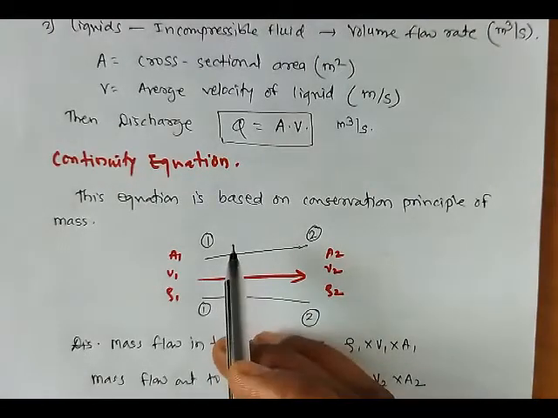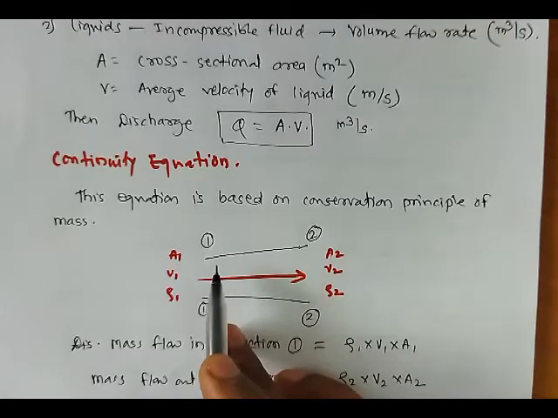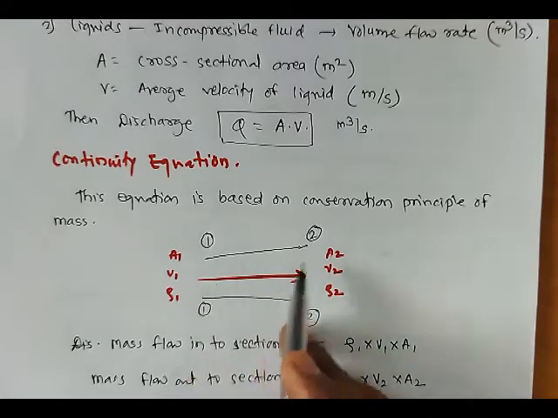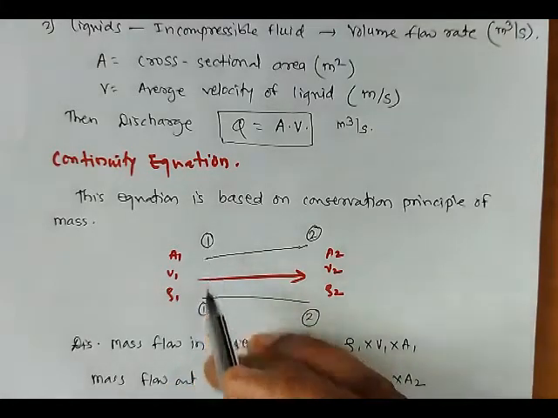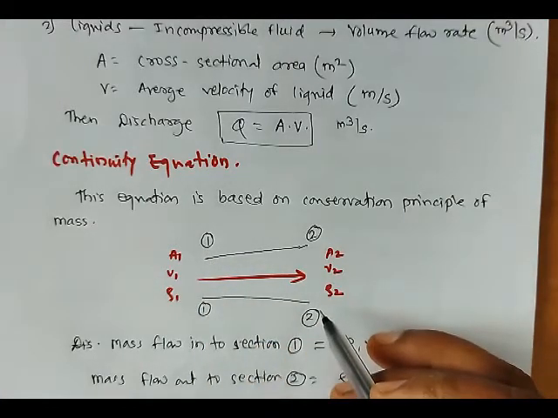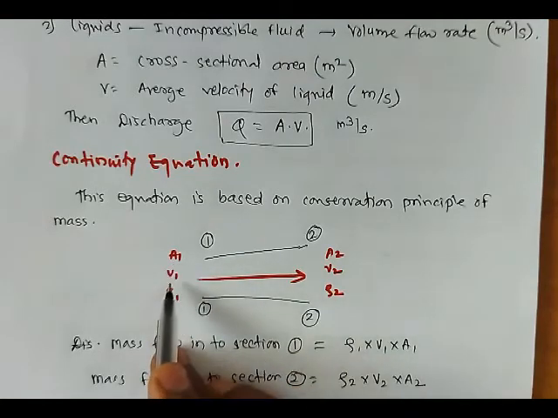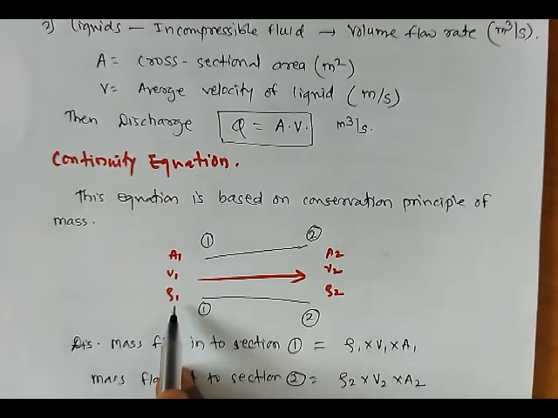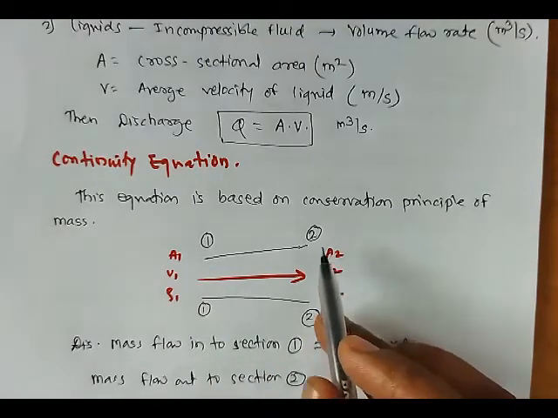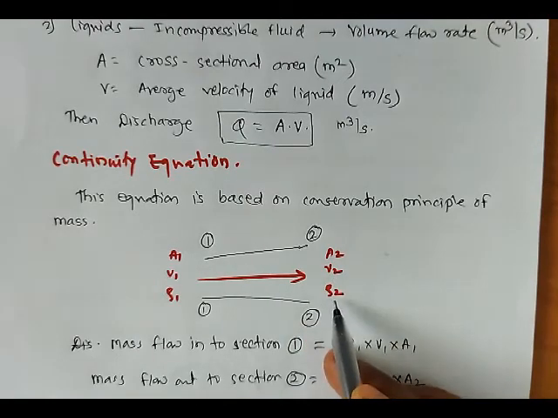To find out the continuity equation, we have considered here one pipe section. At inlet we have considered cross section 1 and at outlet cross section 2. At inlet we have the area of pipe A1, velocity of fluid V1, and density of that fluid ρ1. At outlet we have the cross sectional area A2, velocity of fluid V2, and density ρ2.